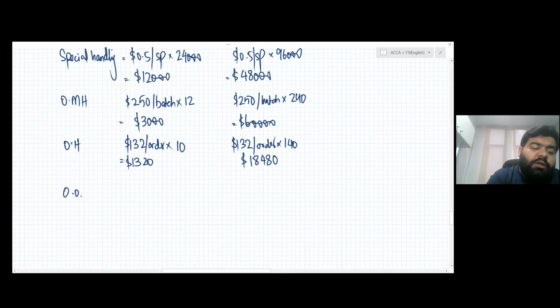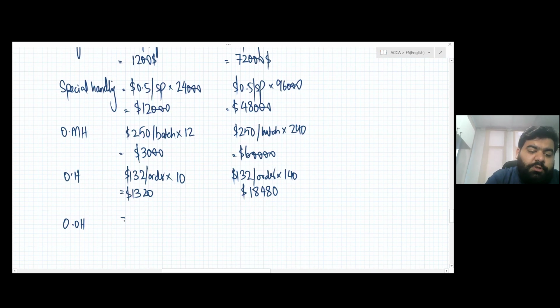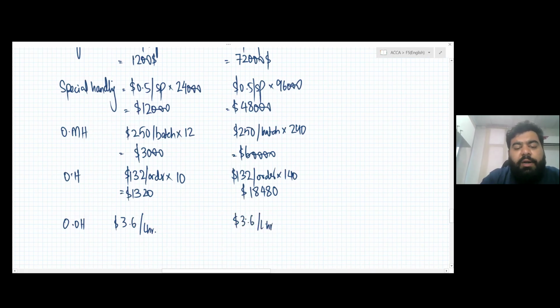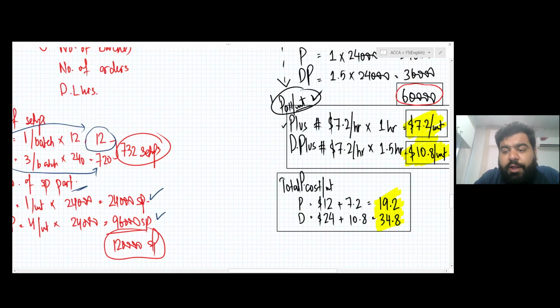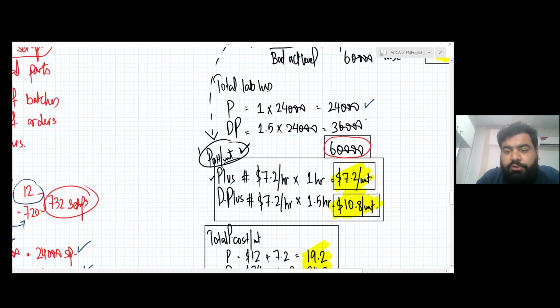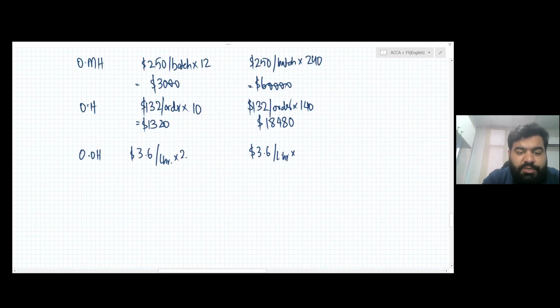Now, last, other overheads, the base was, I think, $3.6 per labor hour, and same here, $3.6 per labor hour, multiplied with the relevant labor hours of these products. The labor hours for the relevant product we have calculated here. It was 24,000 and 36,000 labor hours for plus and double plus.